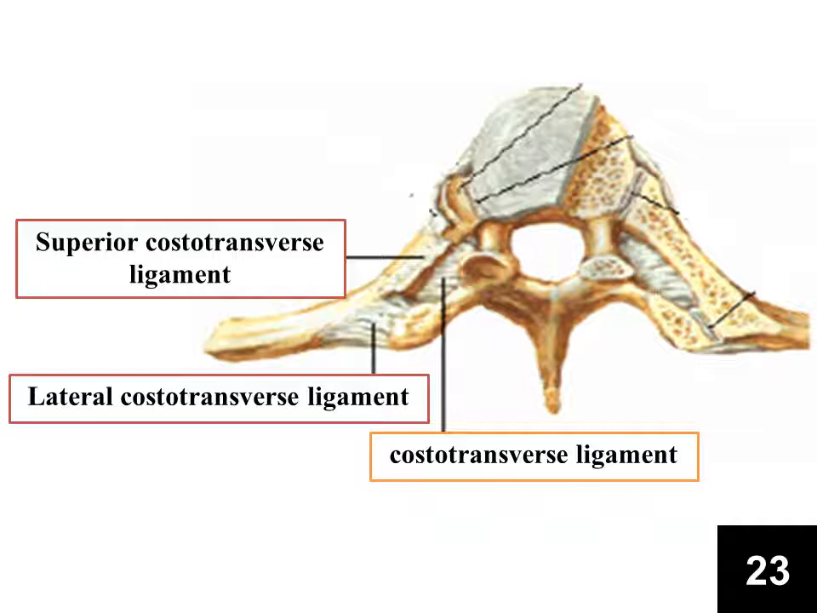This lies, as you see in the diagram, medial to the joint. The first one is lateral to the joint, and for this reason we called it lateral costotransverse. But this one we do not call medial costotransverse, just costotransverse. It lies medial to the joint.